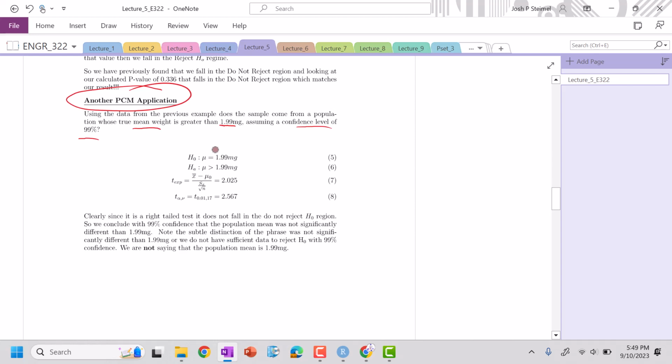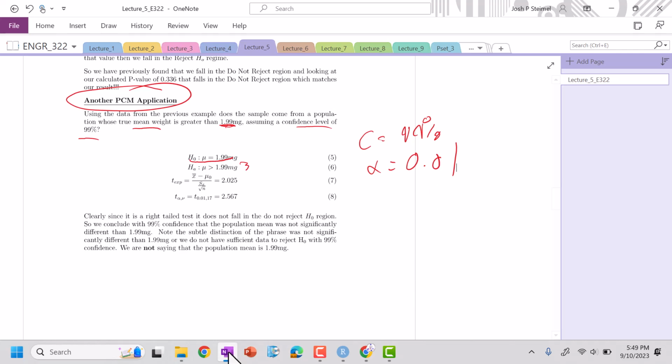First step, we define our null hypothesis. We're always going to set our population mean to whatever the value is here. Alternative, now we're asked about greater, so this means we're doing a right tail test. Our confidence level is 99%, or our alpha equals 0.01. Since this is a right tail test, we're not going to divide by 2 because we're not symmetric. We're only looking at one side.